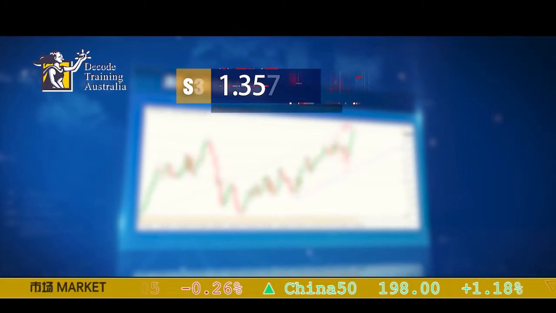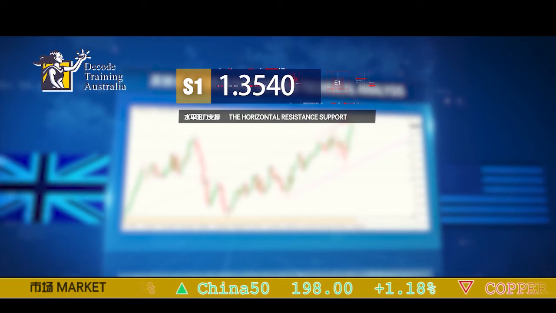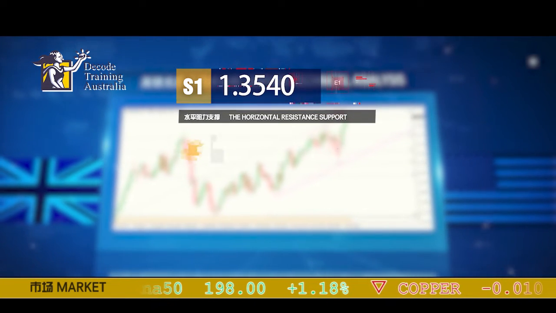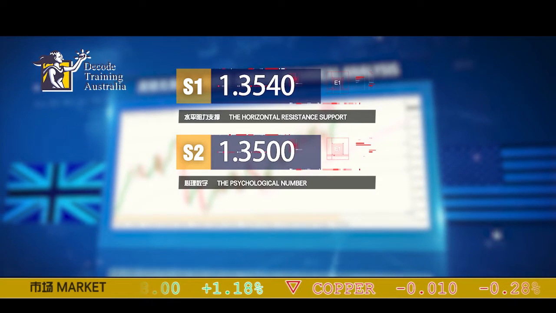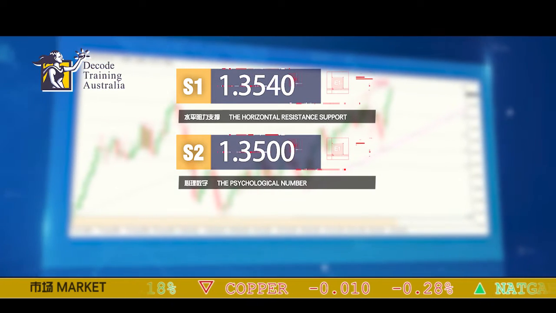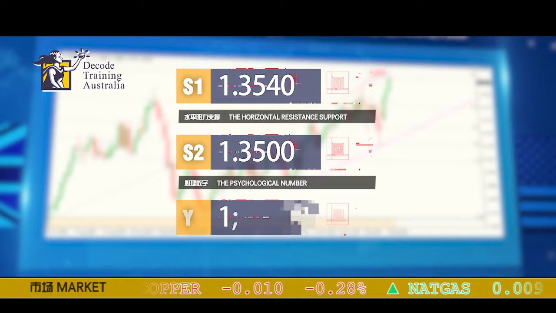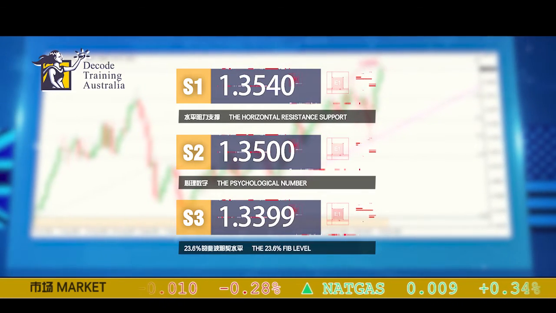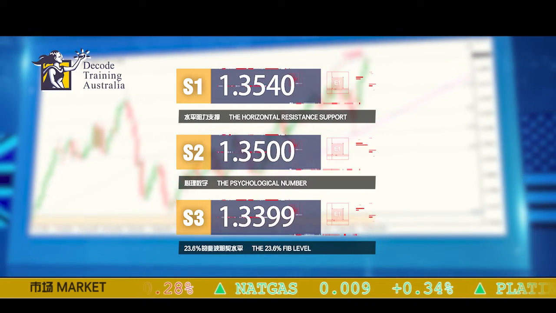Looking at the chart carefully, the first support will be 1.3540, which is the horizontal support. The second support will be 1.3500, which is a psychological number, and the third support will be 1.3399, which is a 23.6% Fibonacci level. On the upside, the price of the pound US might come across some critical resistance spots near the listed price tags.